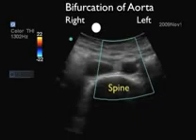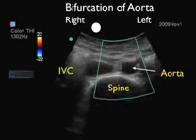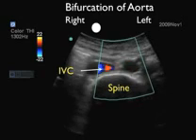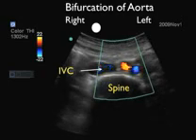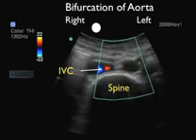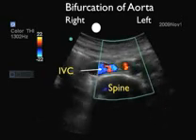Here's an image of the distal aorta at bifurcation with Doppler sonography. We notice the spine, and on top of the spine, the IVC to the patient's right, and towards the patient's left, we see the aorta. Let's put that into video play, and we see the Doppler pulsations of the aorta, and right there, we see the bifurcation into the paired iliac arteries.